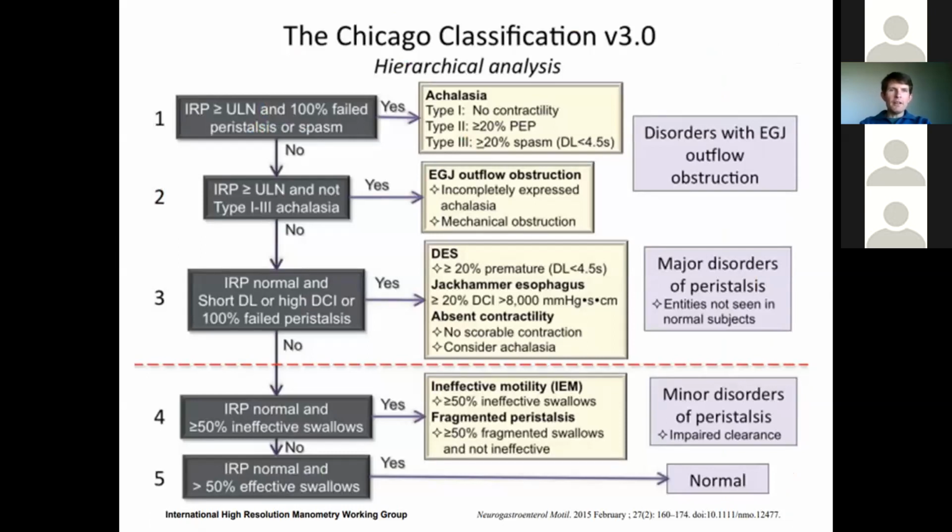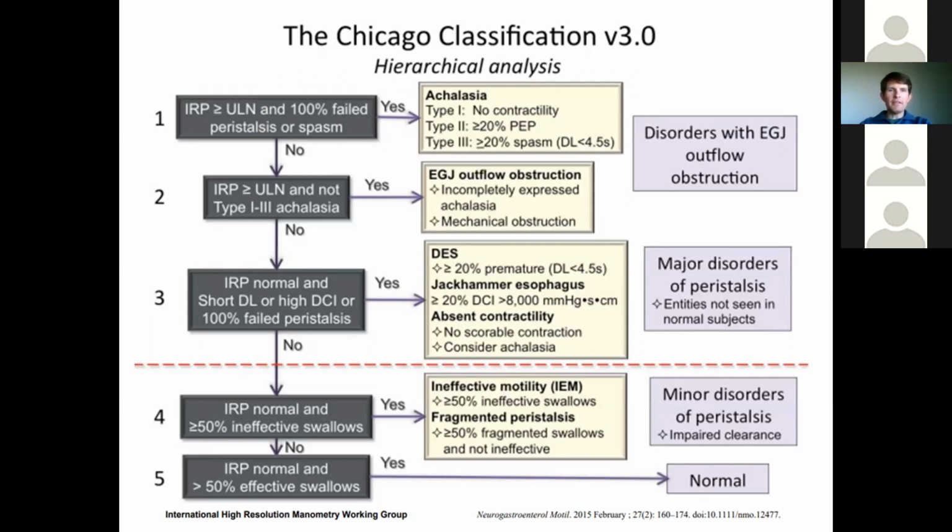So moving from the background into how we can use esophageal manometry, high resolution manometry, to come up with a diagnosis. About 15 years ago, the International High Resolution Manometry Working Group came up with a classification system that they termed the Chicago classification because the people who led this group were out of Chicago.